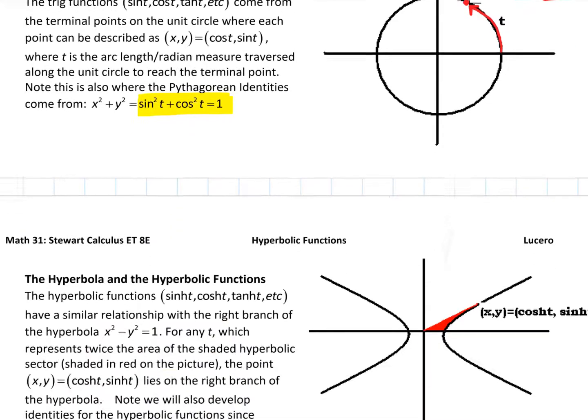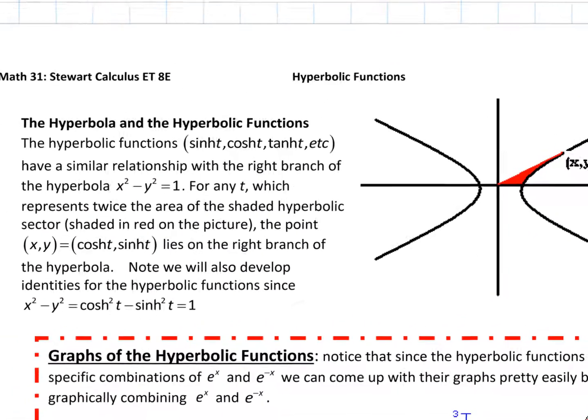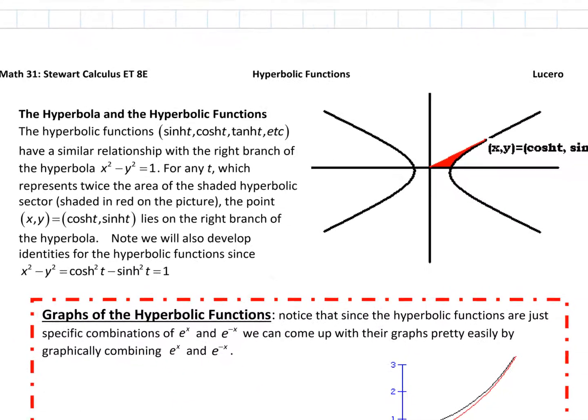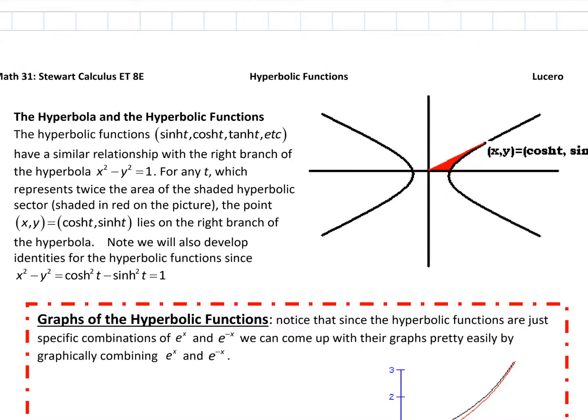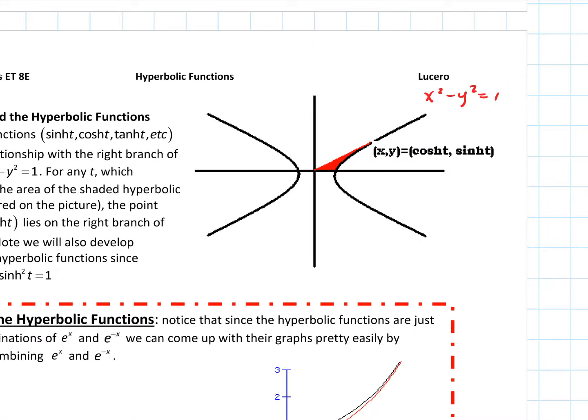How then is the unit hyperbola and our hyperbolic functions related? Well, here right here is x squared minus y squared equals 1. Here's our unit hyperbola, x squared minus y squared equals 1. We can see the unit hyperbola right here.